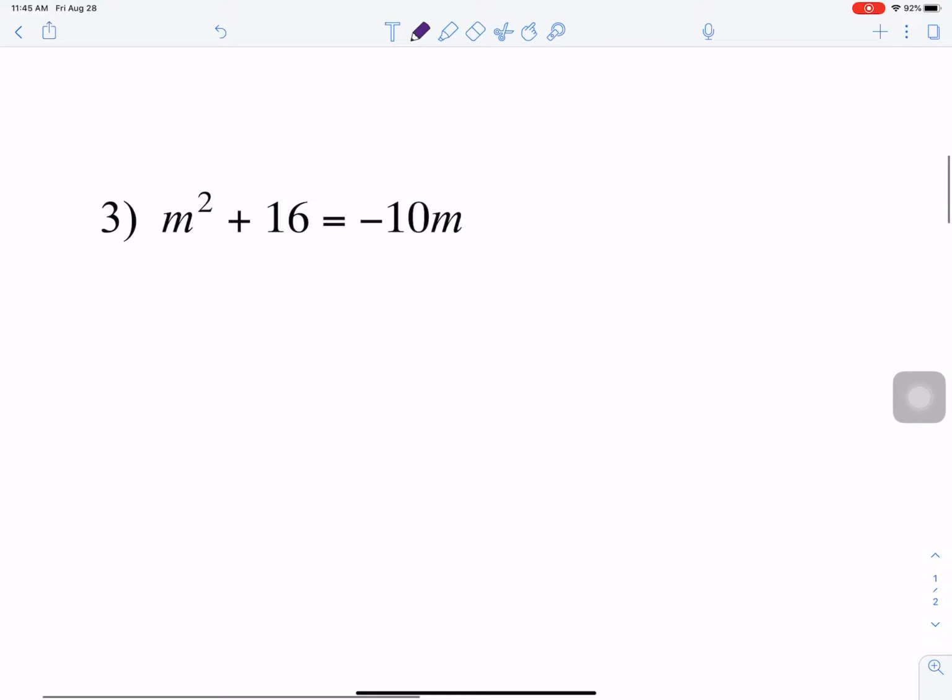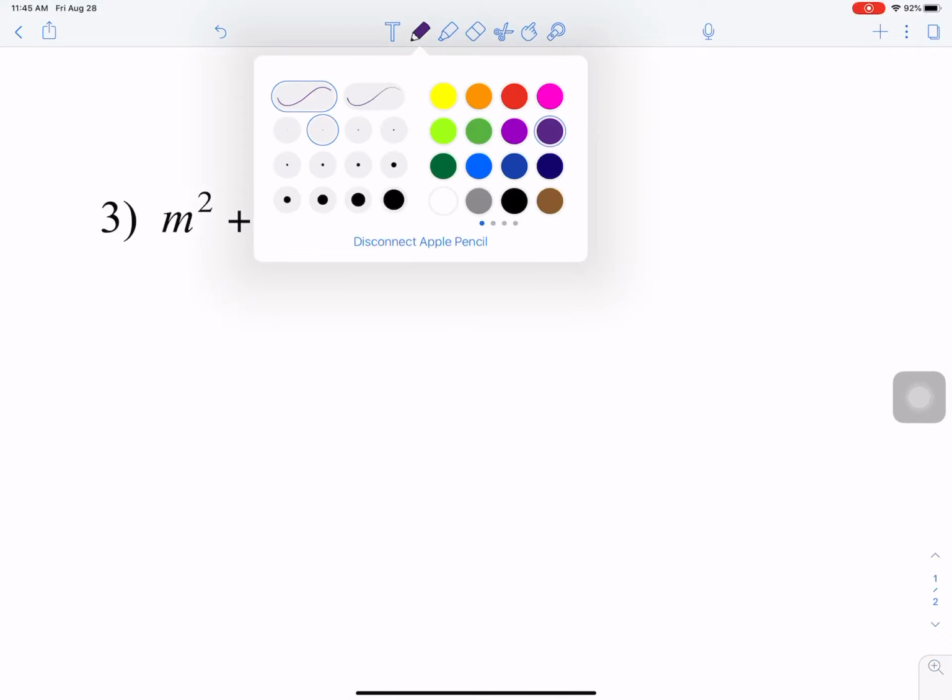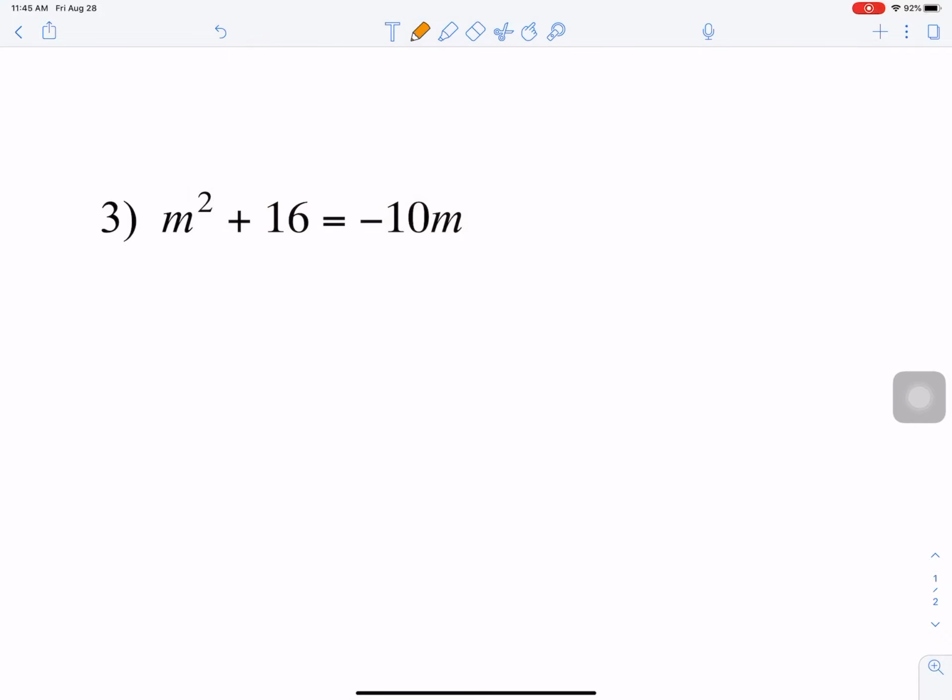Now we're going to do a third example. And this time, as you can see, the m term is on the wrong side of the equation. So we're going to add 10m to both sides, so that we can make that one side equal to 0. We're going to rewrite it in standard form. M squared plus 10m plus 16.